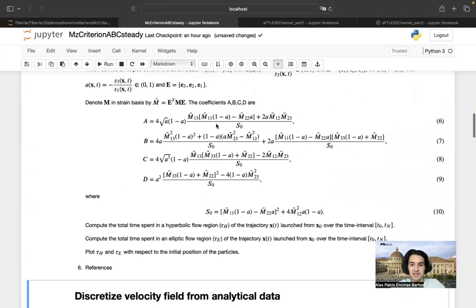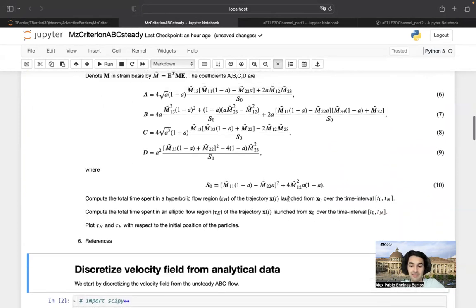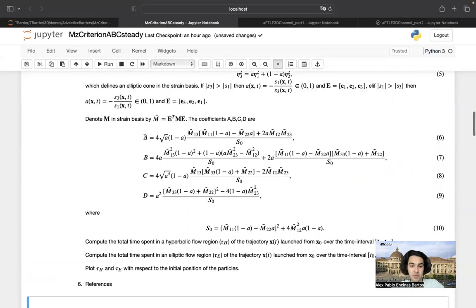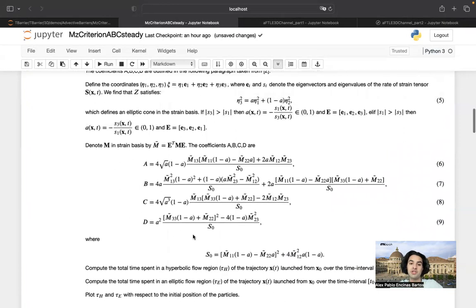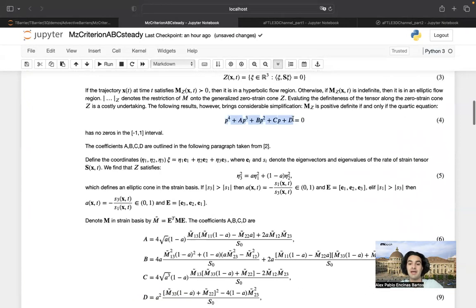Okay, so that's pretty much it. It's just a bit lengthy because you need to define a lot of coefficients. The end statement here is that we compute these coefficients at each point in time along a trajectory, and then we check whether this quartic equation has zeros in this time interval or not.